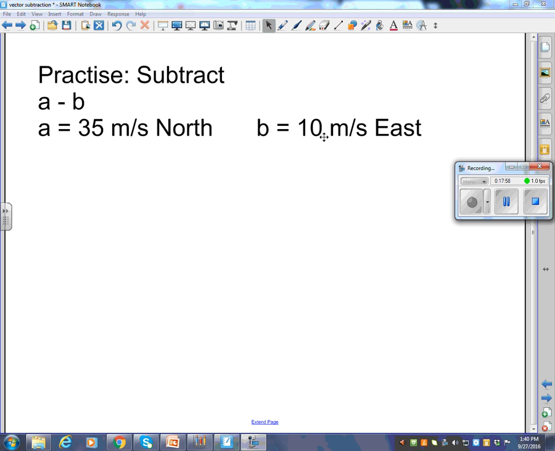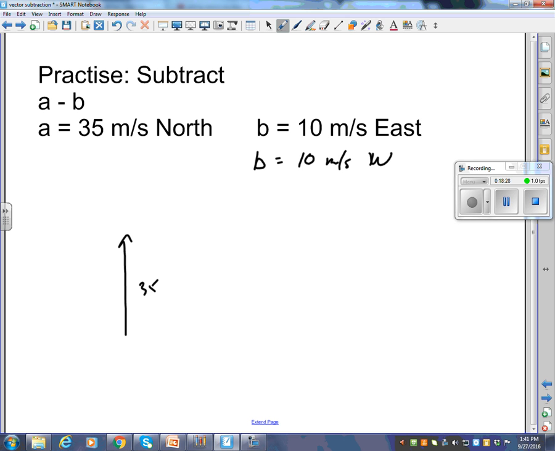Okay, 35 meters per second north, 10 meters per second east. Which one do I flip? Just the B. Why just the B? Because that's the one with the negative in front. So this is going to be 10 meters per second west. So 35 north, 10 west.